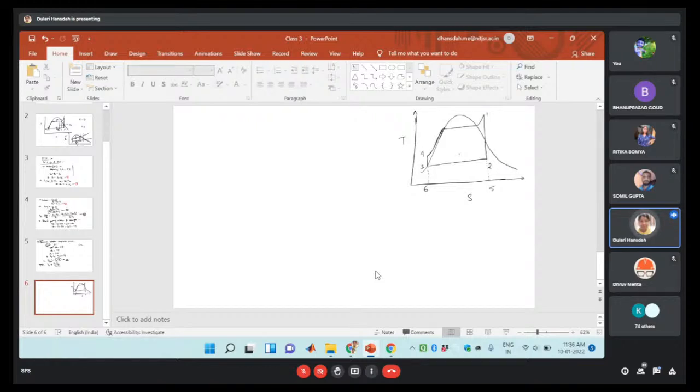rejection. So Q1 can be represented as proportional to the area. What is that area? It is 1564, the area under this curve. Similarly, Q2, the heat rejection, can be represented as the area under this process. So that is 2563.